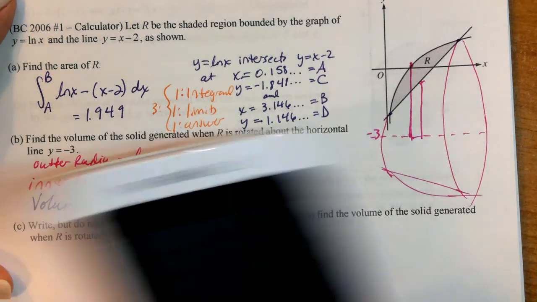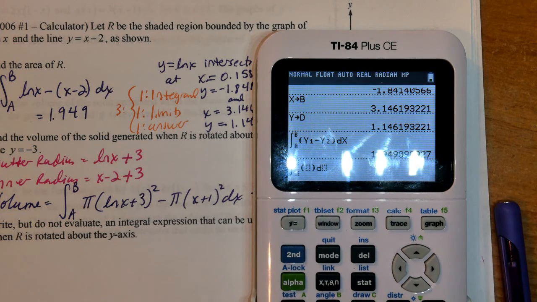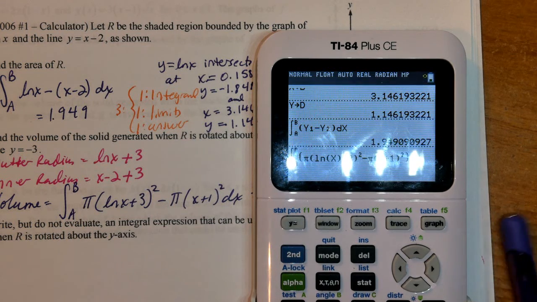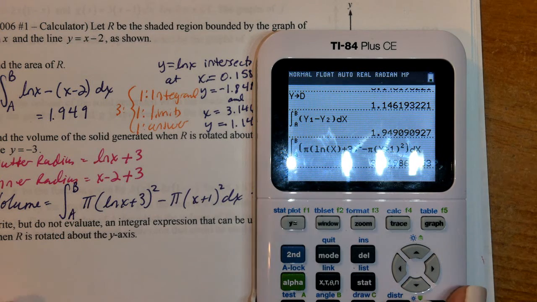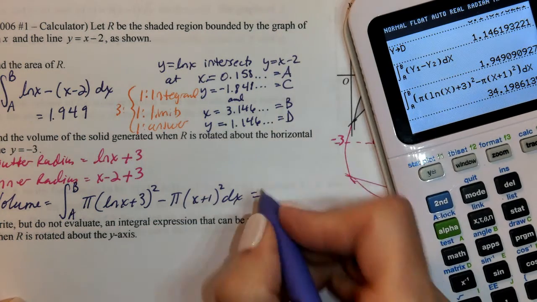To actually find it, I'm going to plug all this into my calculator carefully. So math 9, A to B, pi times our natural log squared, don't forget to square, minus pi times x plus 1 squared. That gives 34.199 or 34.198, either one. I always like to round.